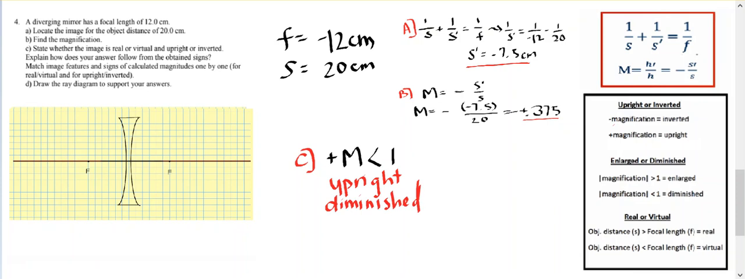The problem also asks us to determine if the image is real or virtual. Now in the problem we are given positive 20 centimeters. However, if we look at the ray diagram from before, we know that the image is actually behind the lens. Therefore, when we take into account the values, we will say negative 20 for object distance S is less than negative 12 focal length F. Therefore, we know that the image is virtual.